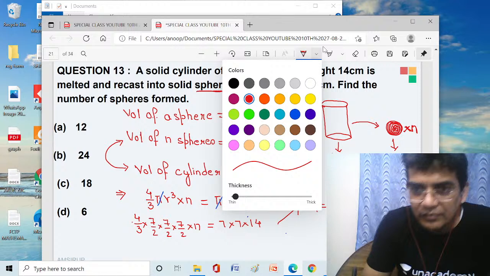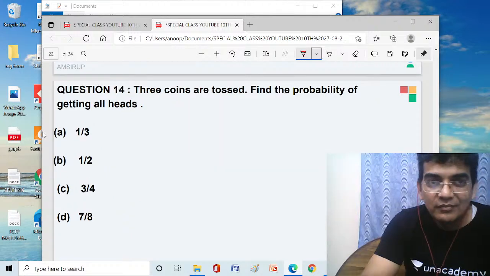Let's see another question. The other question says 3 coins are tossed. Find the probability of getting all the heads. These are the 4 options given to you. The question says 3 coins are tossed. You have to find the probability of getting all heads. Probability of getting all heads. Now, first of all, let me explain it to you.